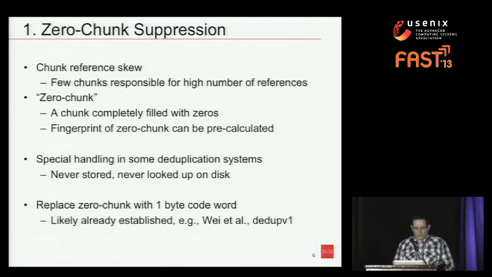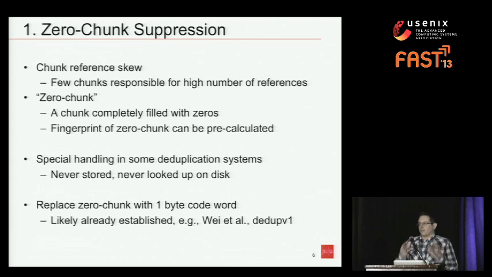The first approach uses the observation that we have a significant skew in the distribution of chunk references. Few chunks are responsible for a surprisingly high number of references. Especially in a lot of data sets, we found that the zero chunk is very important. So the zero chunk is the chunk completely filled with zero data.